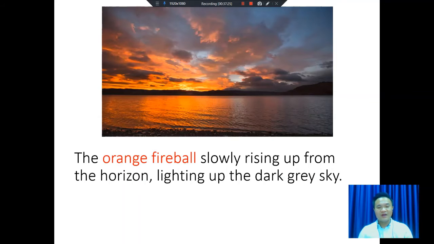Next we are talking about the sun rising up early in the morning. If you are an early bird, of course you can see this scenery early in the morning. Now the orange fireball, instead of using the sun all the time, I now replace it with orange fireball, slowly rising up from the horizon, lighting up the dark gray sky. You can use this as well to describe the rising sun.